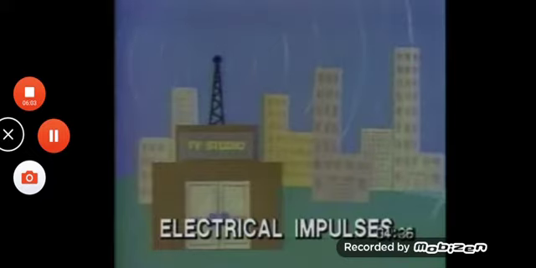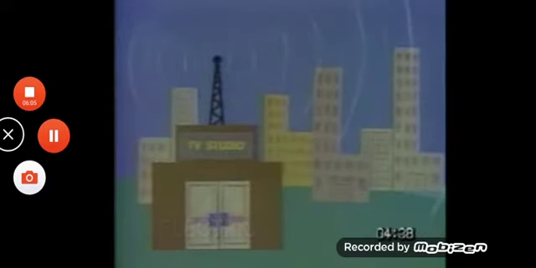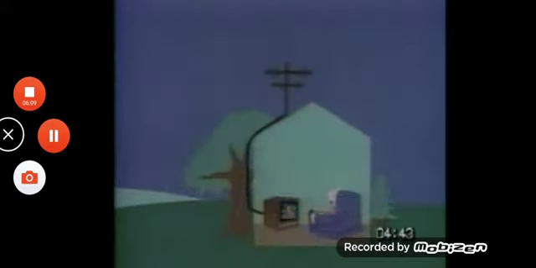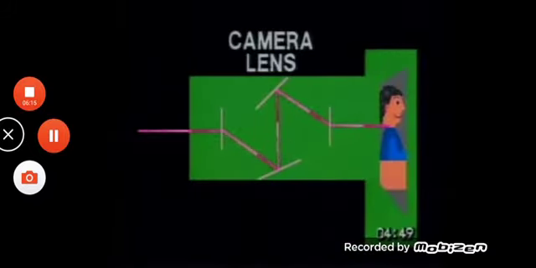So the picture has to be captured at one end, changed into electrical impulses, and then transported in the form of electrical impulses. Those electrical impulses are then changed back into a picture at the other end, the receiving side. Here it is captured by an antenna. Now this is how a camera works. A lens focuses a picture on a light-sensitive plate of glass.